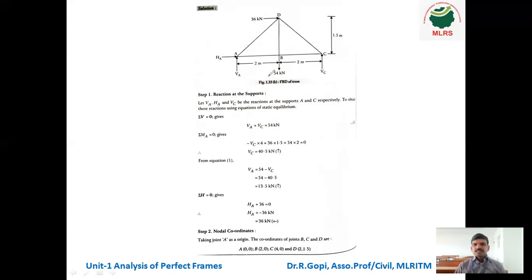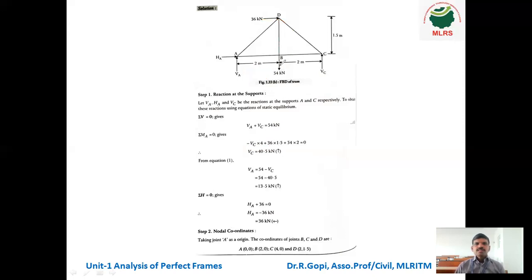Since it is an unsymmetrical structure, we have to take moments about point A. Therefore VC into 4. Is this clockwise or anti-clockwise? This is anti-clockwise, and here I am taking anti-clockwise as minus. That is your wish. Next, 36 into this height, because points A and B lie in the same line, so this force into the perpendicular distance. It is clockwise, so put plus 36 into 1.5.